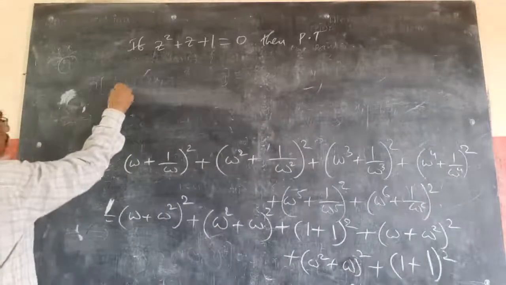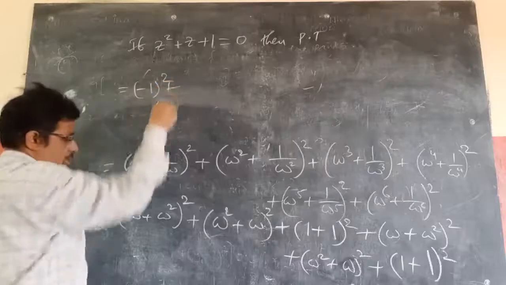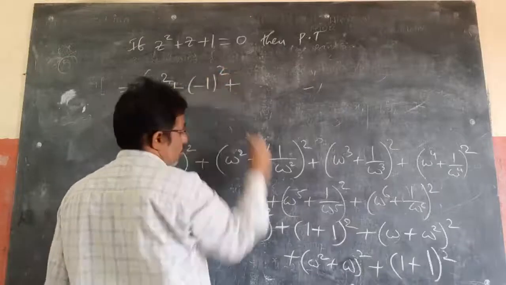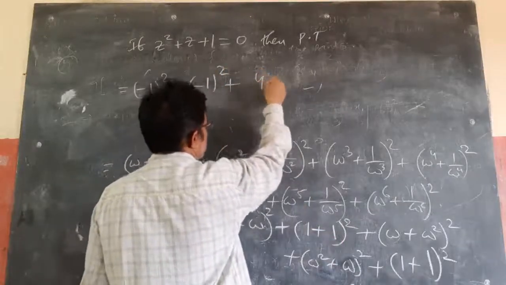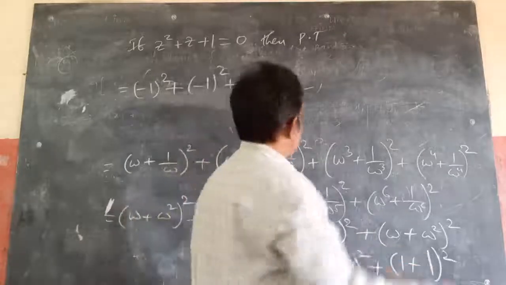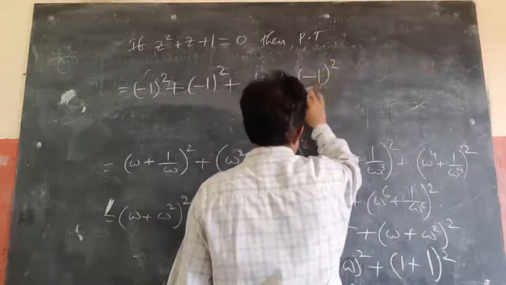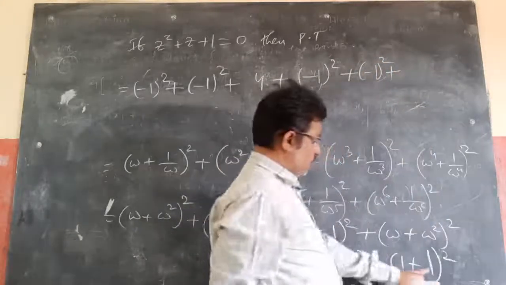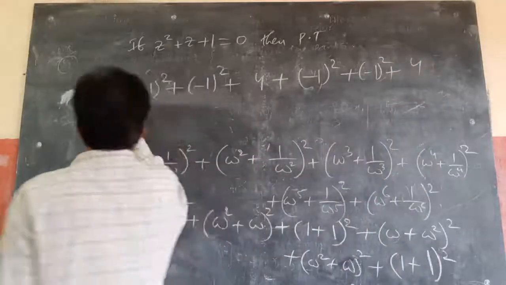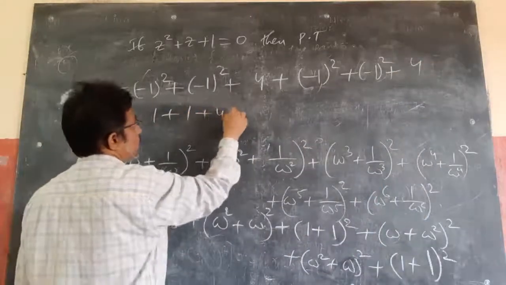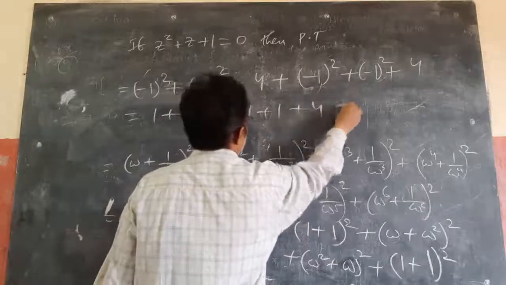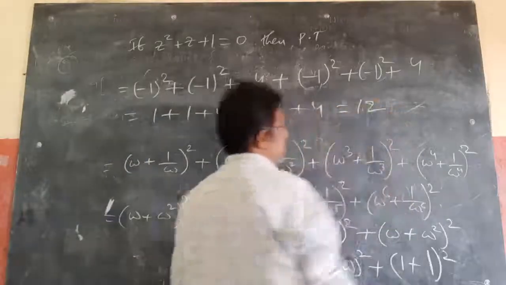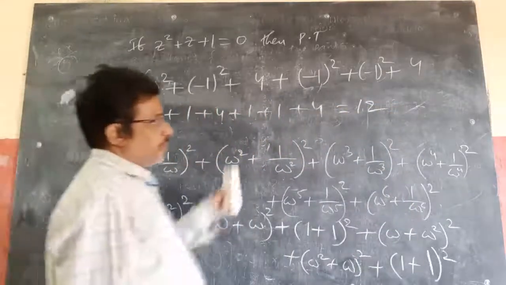So (minus 1) whole square plus (minus 1) whole square plus (1 plus 1) square, that is 4, plus again (minus 1) whole square plus (minus 1) whole square again, plus (1 plus 1) square, that is 4. So this is equal to 1 plus 1 plus 4 plus 1 plus 1 plus 4. So 2, 4, 6, 7, 8, 8 plus 4, 12. So it is equal to 12. Finally, the final result is 12.